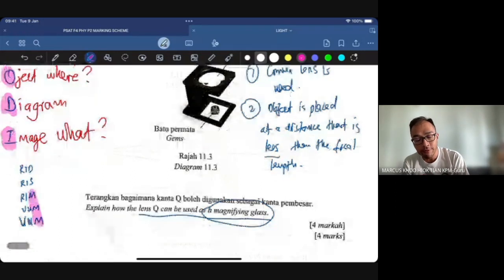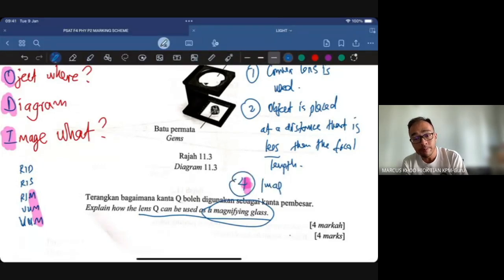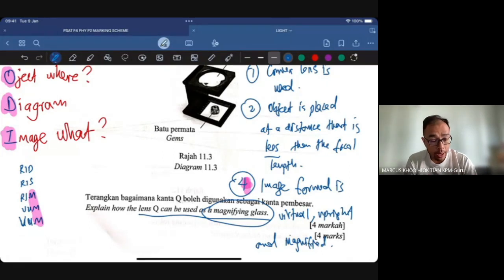And then point number four, the image formed is virtual, upright, and magnified. So place before the focal point.